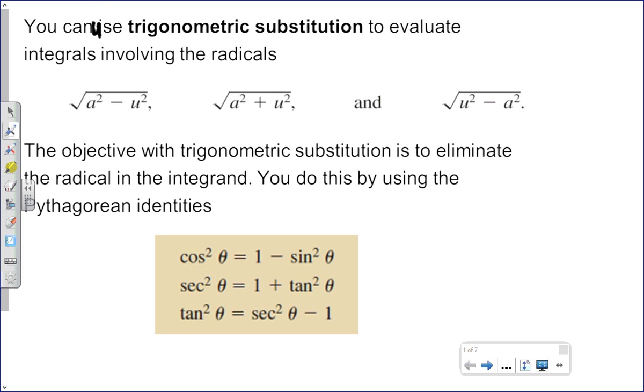You can use trigonometric substitution if any of your integrals involve a radical that looks like this. Radical a squared minus u squared, radical a squared plus u squared, or radical u squared minus a squared.